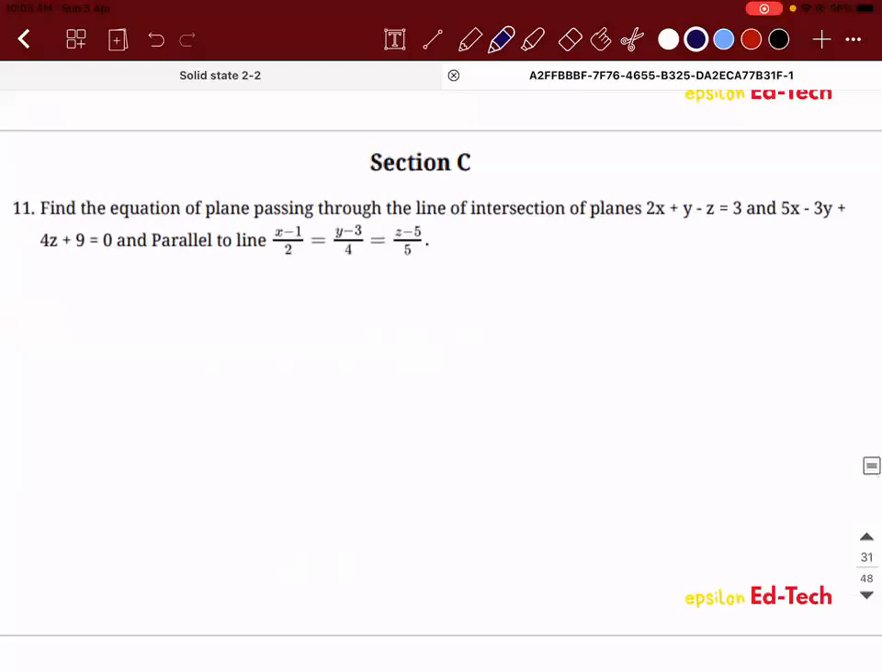Find the equation of the plane passing through the line of intersection of the planes 2x plus y minus z is equal to 3 and 5x plus 3y plus 4z plus 9 is equal to 0, and parallel to the given line. So how to solve this, guys? What is the equation of plane through the intersection of two other planes?